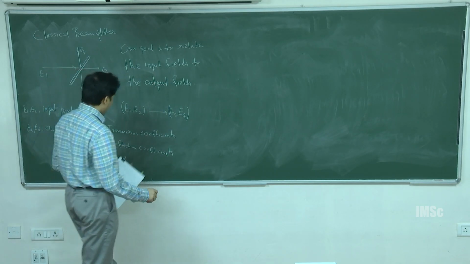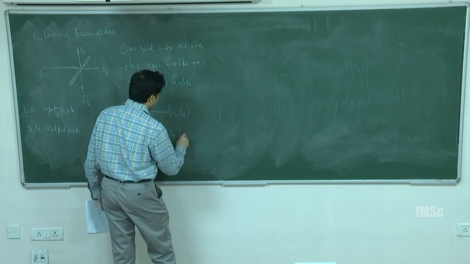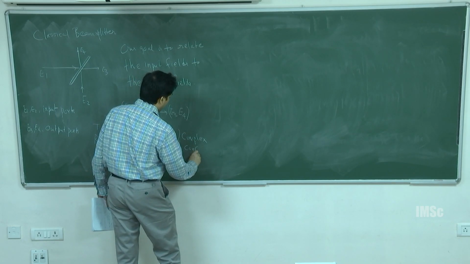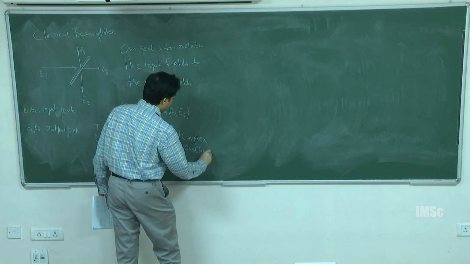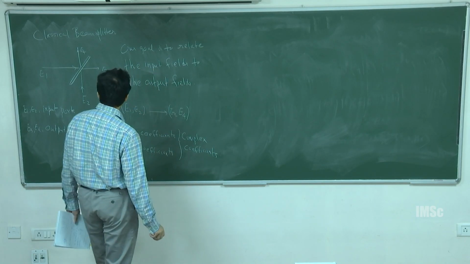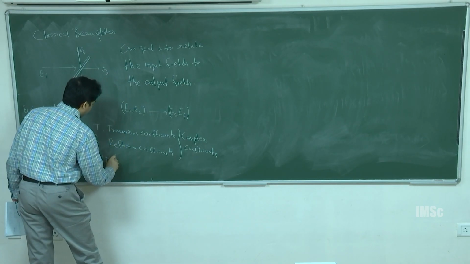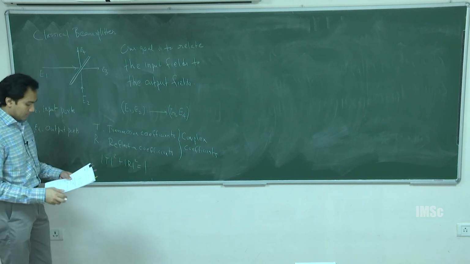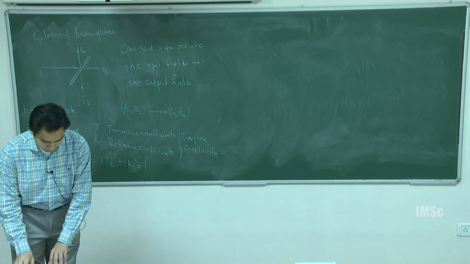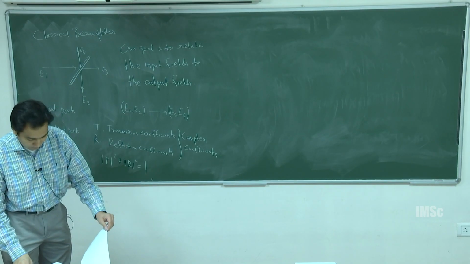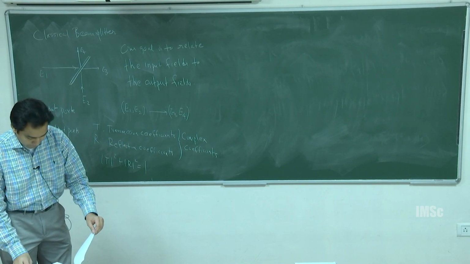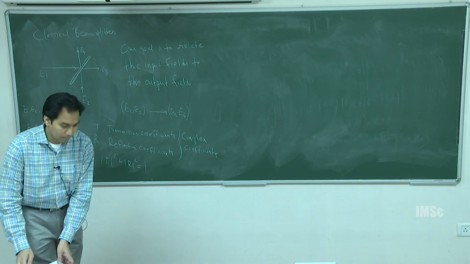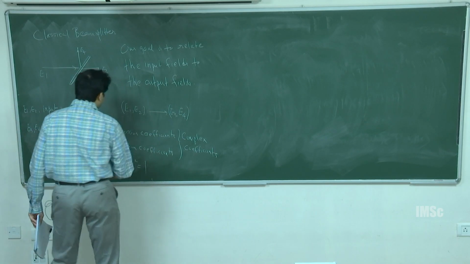In general, these will be complex coefficients. We can show that mod T square plus mod R square will have to be 1.